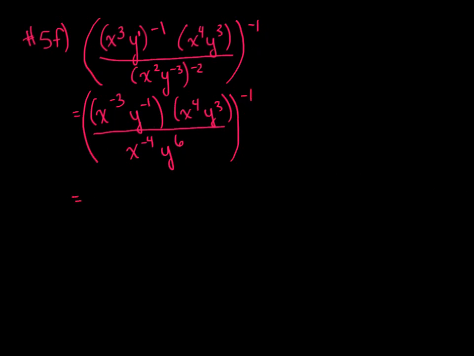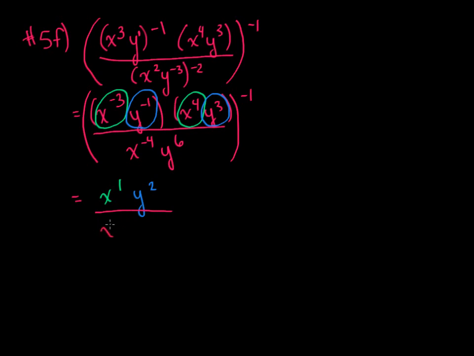We can simplify farther because now we see in the numerator we've got this power that has a base of x and this power that has a base of x that are being multiplied together. Same base, we're going to add the exponents because we're multiplying the powers. So -3 plus 4 is 1. We've also got this power and this power that have the same base of y. Same thing, we add the exponents because we're multiplying. So -1 plus 3 is 2.